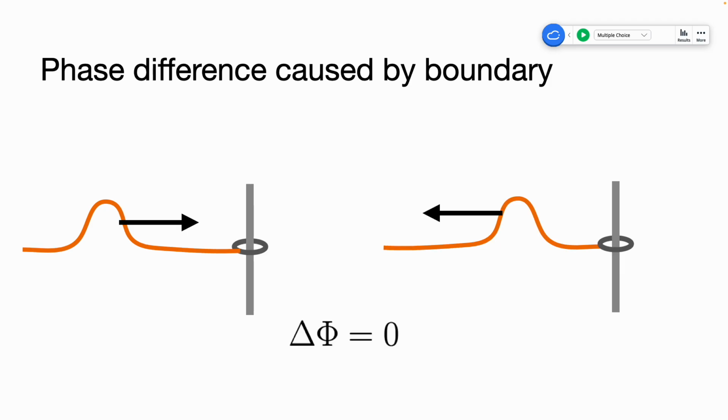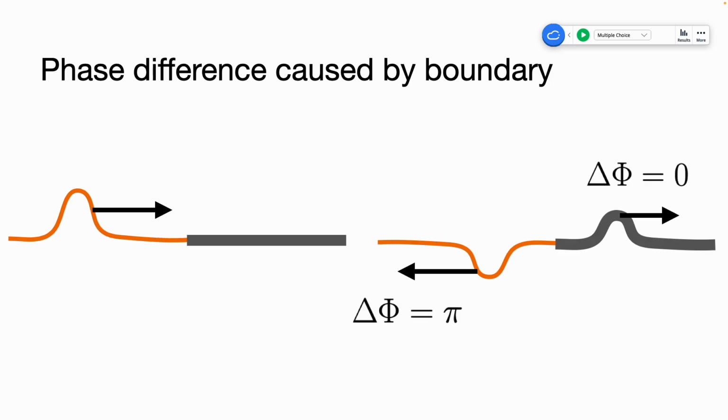Sometimes you get a 0 phase difference when the boundary is a free end. And sometimes you get reflected by a medium with slower wave speed. And in this case, you will have a pi phase difference for the reflected wave, but the transmitted wave always has 0 phase difference. So you see this terminology is useful, and that's why we introduce it. Okay?